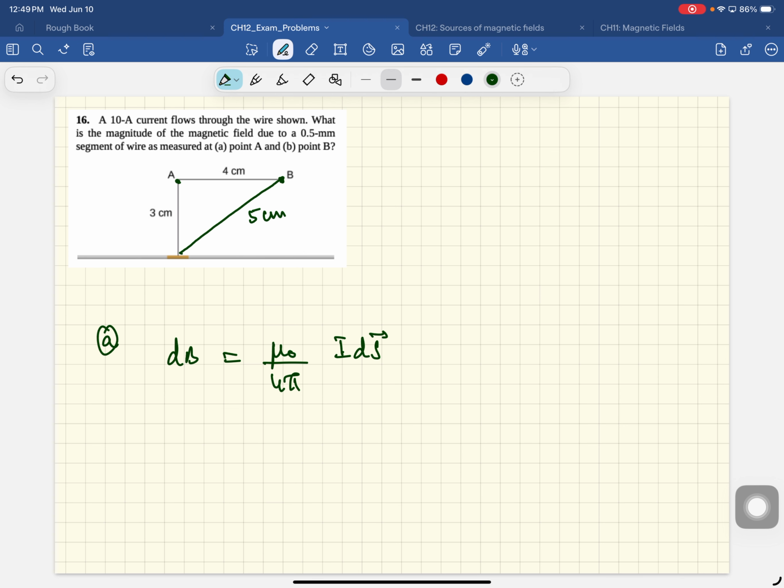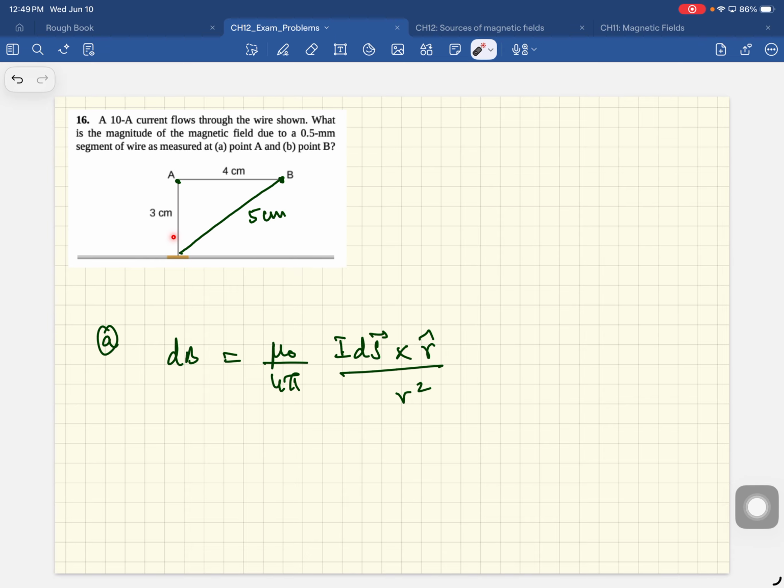There's r hat. We have to find the angle. So this angle is equal to this angle. Okay. Tan theta is 3/4. So sine theta is what we'll need, is 3/5. Okay. Tan theta is 3/4. Sine theta is 3/5. Okay.